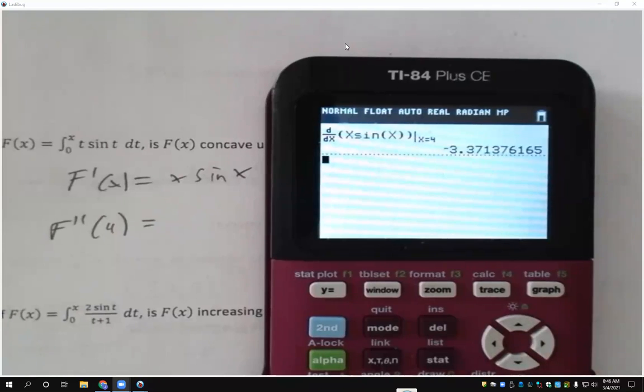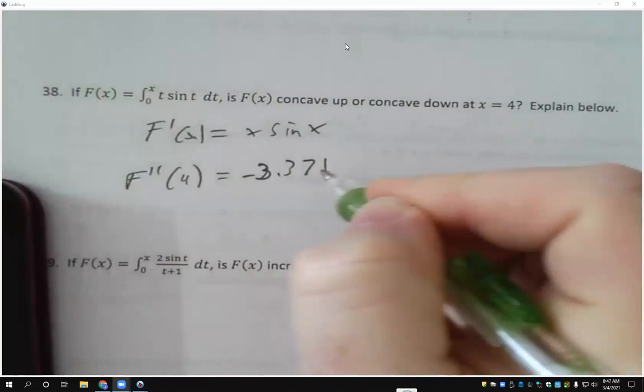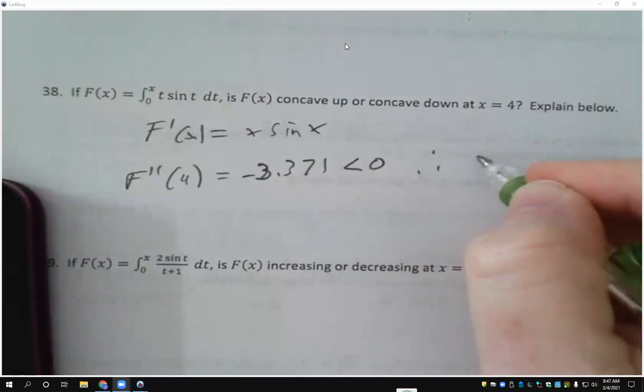And we get negative 3.371. So I would write down negative 3.371, and then I would say it is less than 0. Therefore, it's concave down.